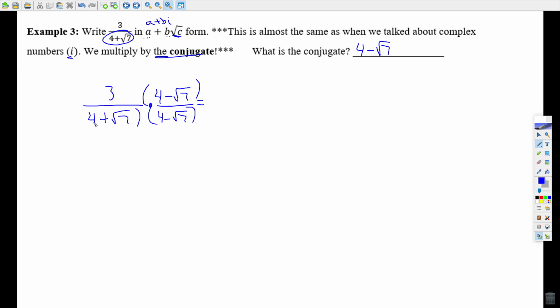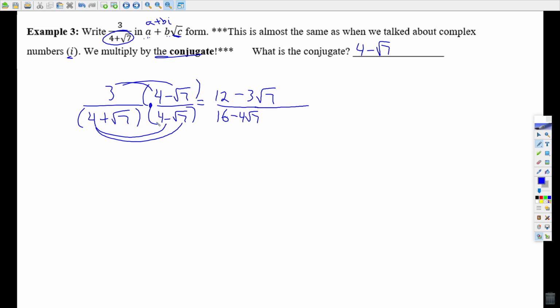Put parentheses around everything, so we've got to do some multiplication here. So we'll multiply this one out. The 3 goes to everything. 3 times 4 is 12. 3 times negative square root of 7, that just sits like this. Negative 3 times the square root of 7. Can't do anything else with it. It doesn't go inside the radical for any reason. Bottom, we have to multiply this stuff out. 4 times 4, 16. We'd have 4 times negative root 7, so minus 4 root 7.